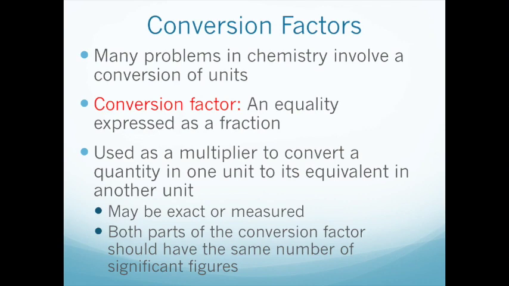So conversion factors are a major part of chemical measurements and calculations because you are often given quantities in various different units, because the way that you measure things is not always unified, and you have to convert and figure out how to add things and multiply them together. So a conversion factor is an equality expressed as a fraction, and it is used as a multiplier to convert a quantity in one unit to its equivalent in another unit. This conversion factor may be exact or measured, and both of the parts of the conversion factor should have the same number of significant figures.